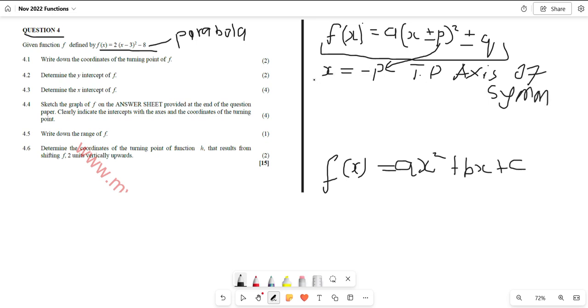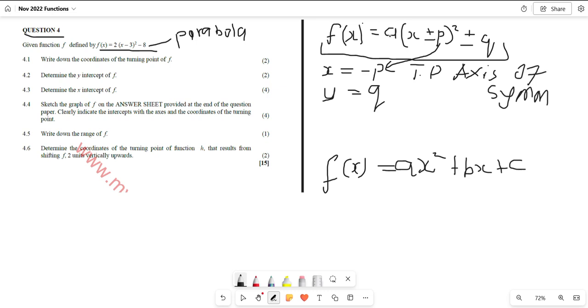This is the equation for the x coordinate of the turning point if the equation of the parabola is given in this way. Then the y coordinate will be y equals the q value. That's why it is called the standard equation of the parabola in turning point form, because the p value is the x coordinate of the turning point, and the q value is the y coordinate of the turning point.